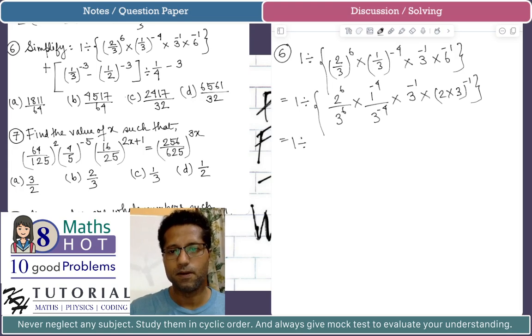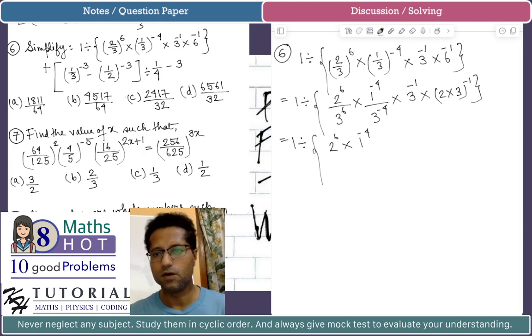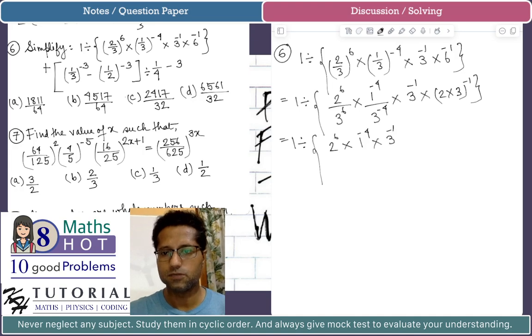We have 1 divided by, now we have 2 to the power 6, and let's write it down first in terms of powers of 2 and 3. We have 3 to the power minus 1, we have 2 to the power minus 1 and 3 to the power minus 1. So we have applied the law of exponents, that x multiplied by y whole raised to the power m is equal to x to the power m multiplied by y to the power m.